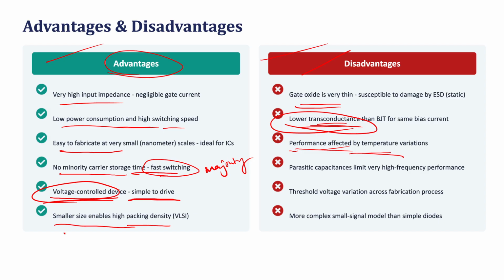Performance affected by the temperature variation. So whatever increase in the voltage we apply, the output current has some fluctuations depending upon the temperature at the particular situation. So parasitic capacitance limits very high frequency performance, and there are threshold voltage variations across the fabrication process, a more complex small signal model, and small diodes. So these are some of the advantages and disadvantages of the MOSFET.